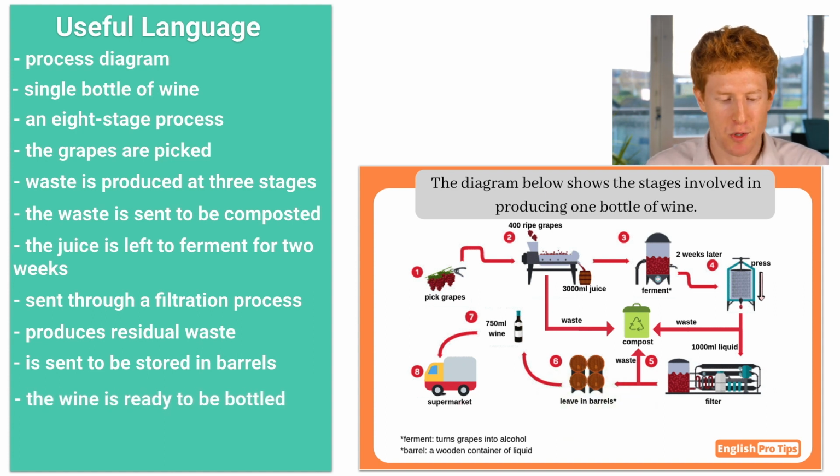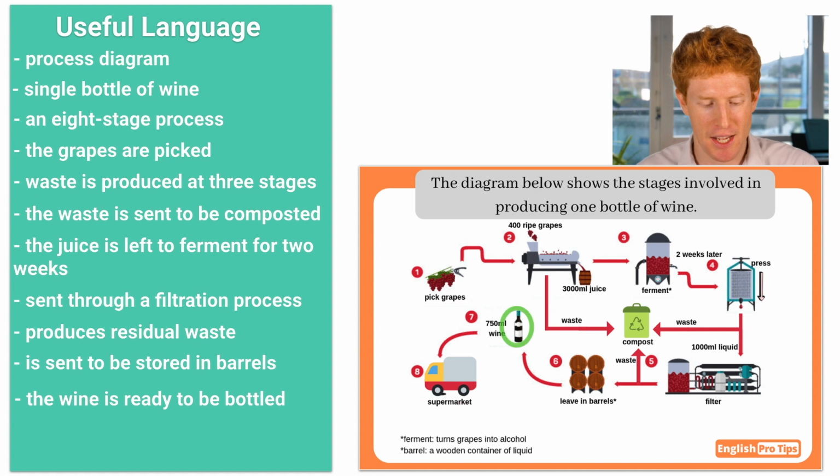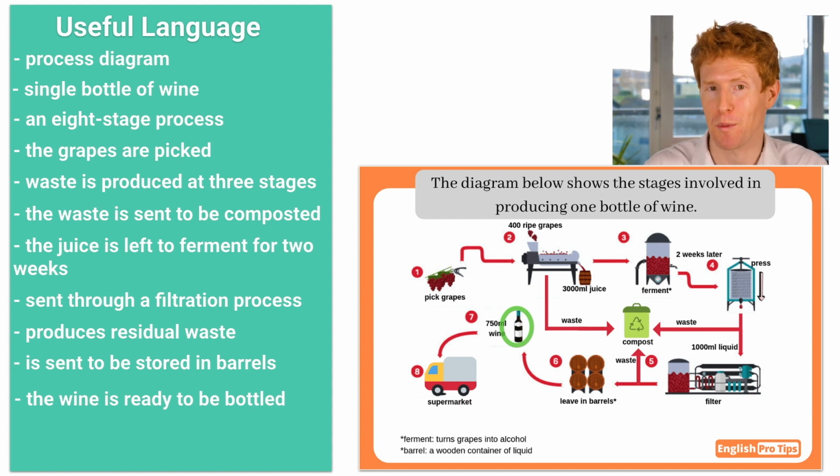Next, the wine is ready to be bottled. So we can see that in stage 7. It is ready to be bottled. Okay, again, a passive form. We don't know who bottles the wine. We just say it is ready to be bottled, or it is bottled.